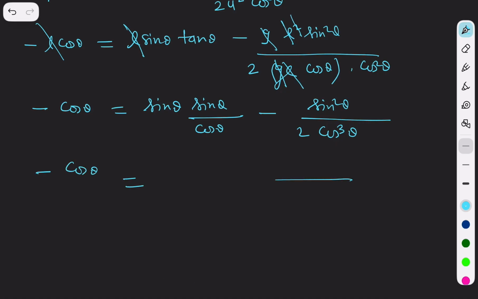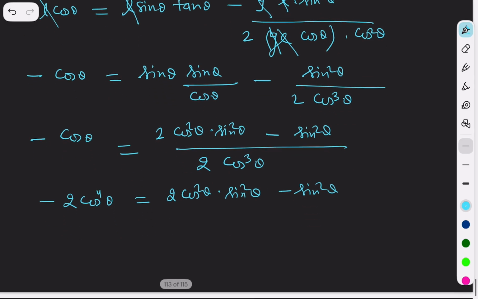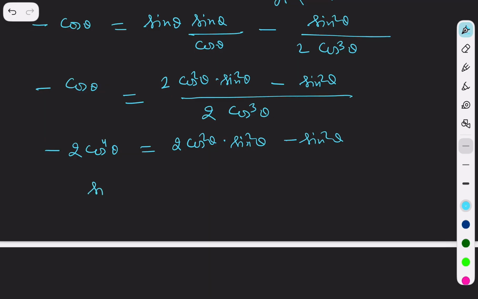So it will become 2 cos square theta into sin square theta minus sin square theta. It will go to this side, so it will become 2 cos 4 theta, and this will become 2 cos square theta sin square theta minus sin square theta. Now I will do some mathematical manipulation. I have taken sin square theta to the left side, and I have brought the cos 4 theta to the right side.